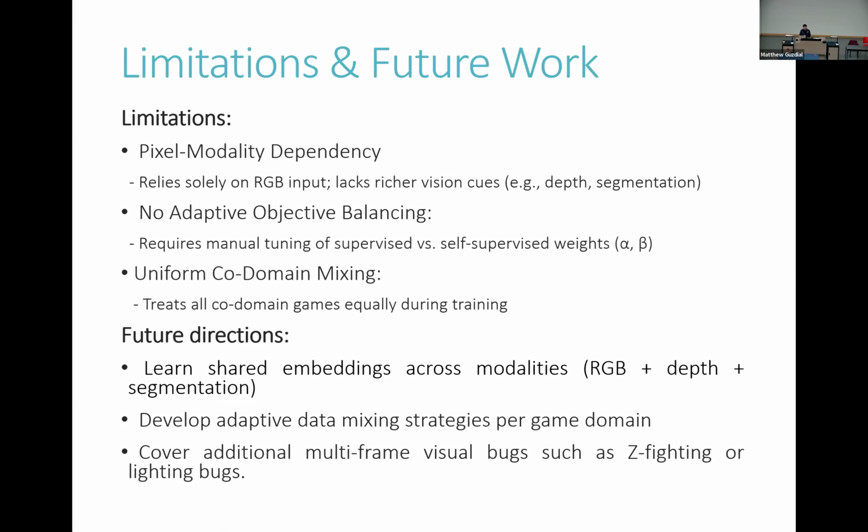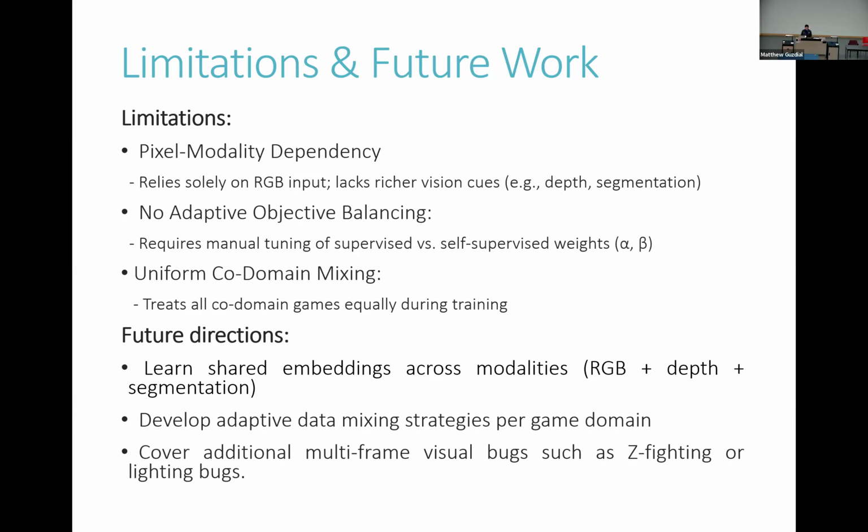Yeah, so this study still has some limitations. For example, there is pixel modality dependency. It only relies on RGB input and lacks rich vision cues like depth or segmentation, because from our previous study, other modalities like depth are helpful for rich bug detection. And there is no adaptive objective balance, so it requires manual tuning of the supervised and self-supervised weights, alpha and beta.